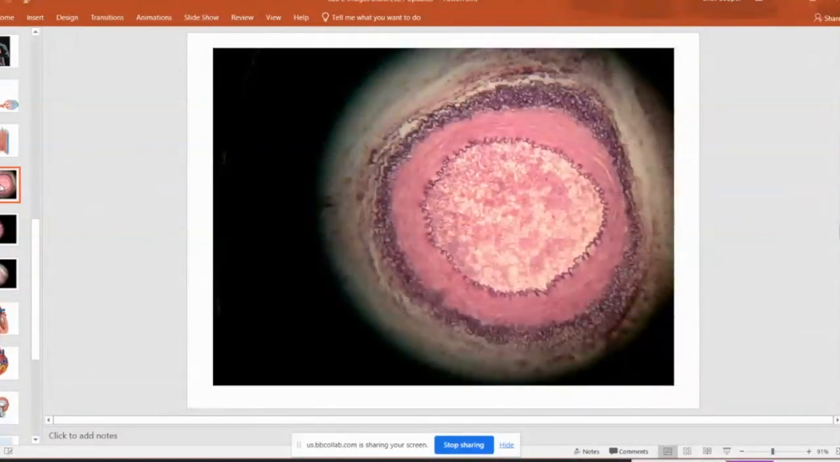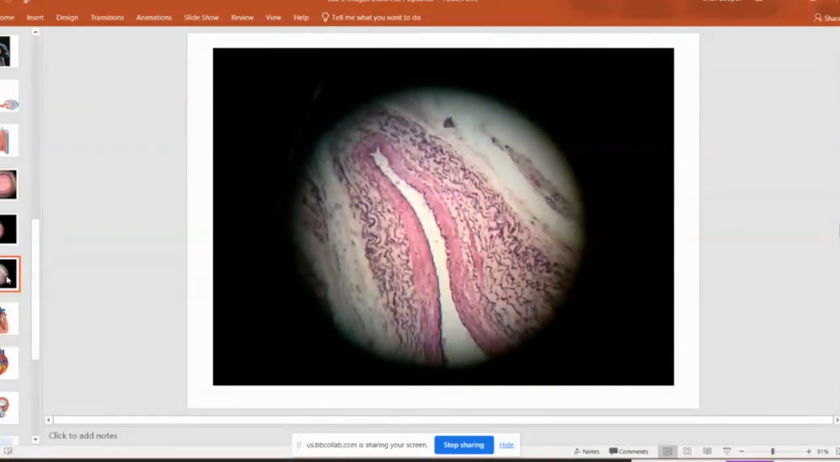Artery or vein? Why? Holds its shape. It's round. It holds its shape. Artery or vein? Vein. Why? It's collapsed. Why is it collapsed? Doesn't have the elastic tissue. Good. And the muscle is thin. Look at how thin that layer is right there. It's real thin. So you can see that.